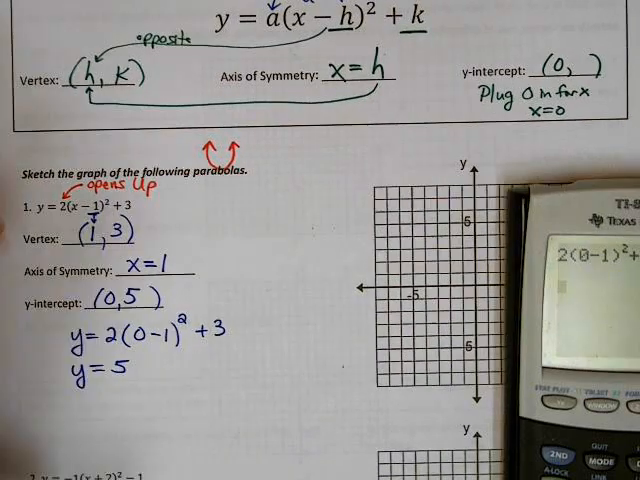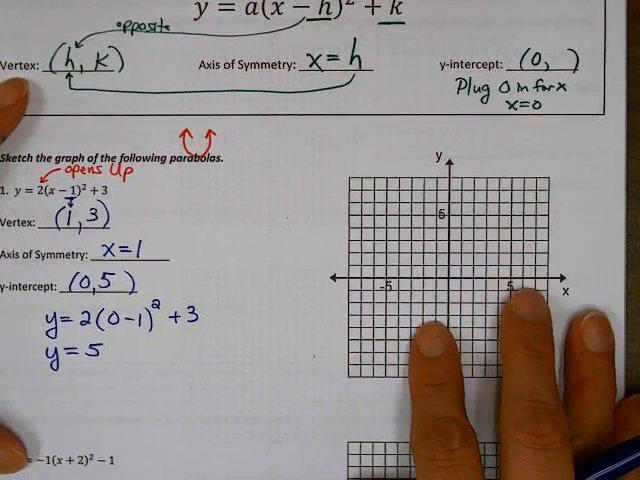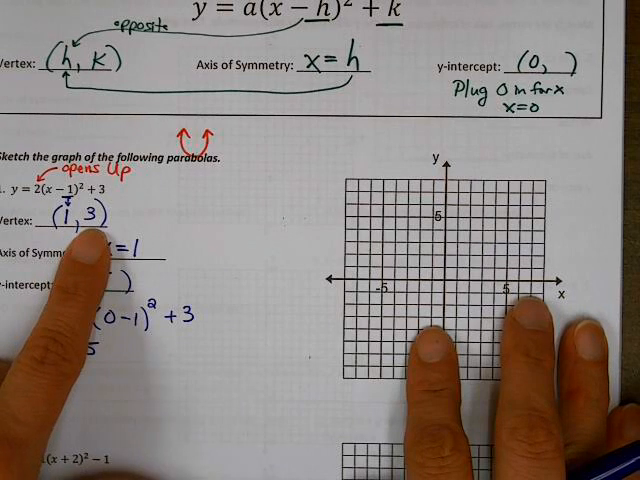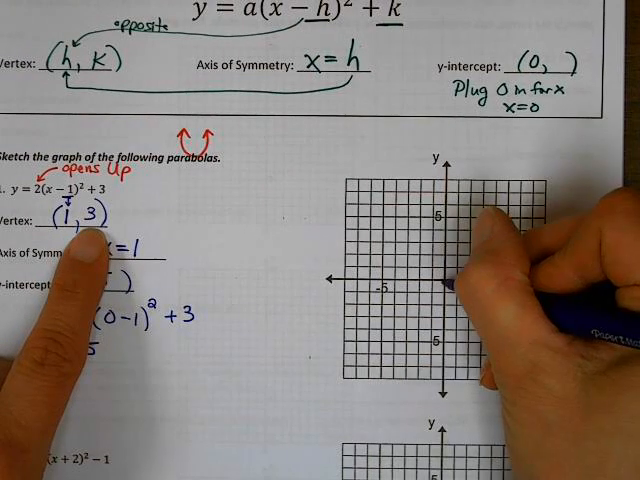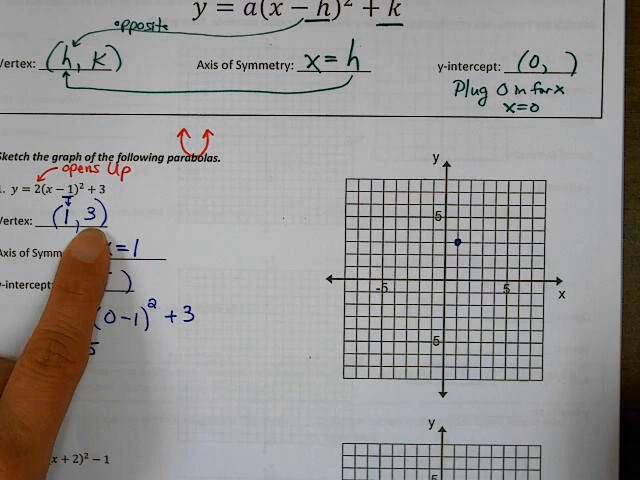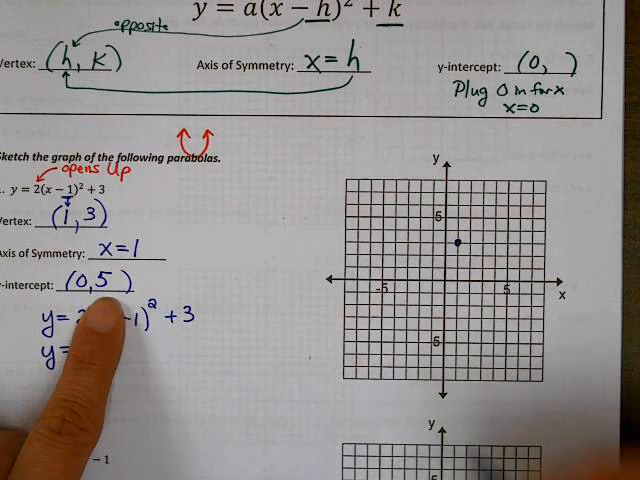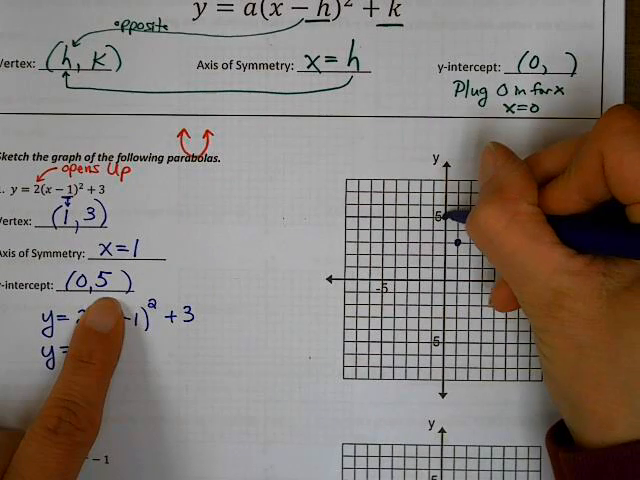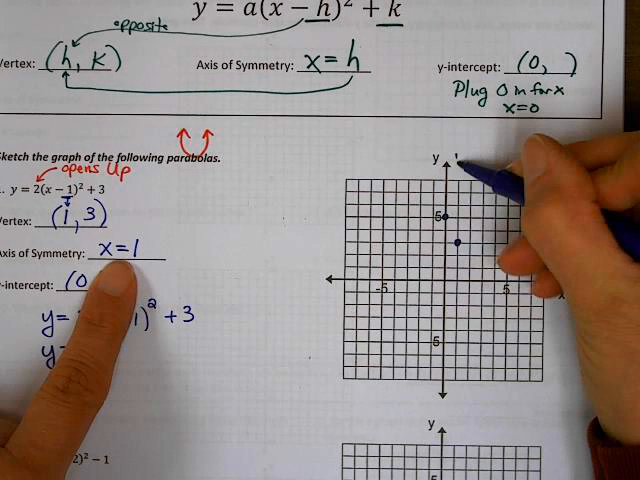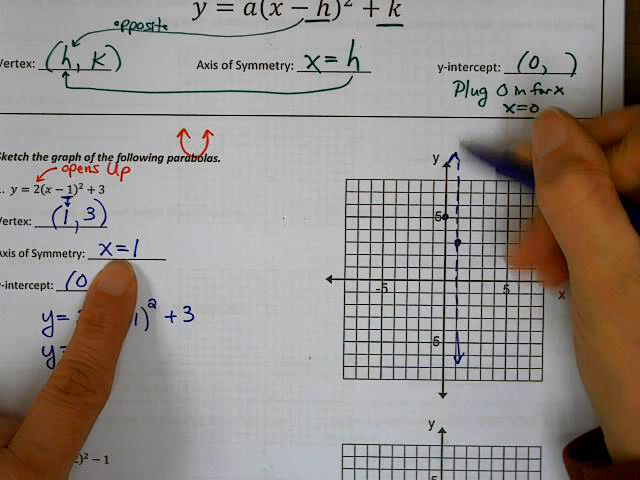Okay. So being able to find the information is part of it, but then we have to sketch the graph. The first thing we'll do is plug the vertex: +1, +3. Okay, so there's the vertex. The y-intercept is 0, 5. And then the axis of symmetry is x equals 1. So this is slicing the parabola right down the middle.